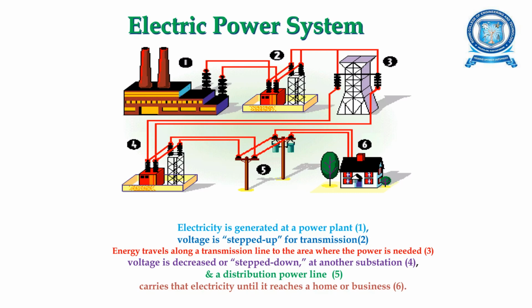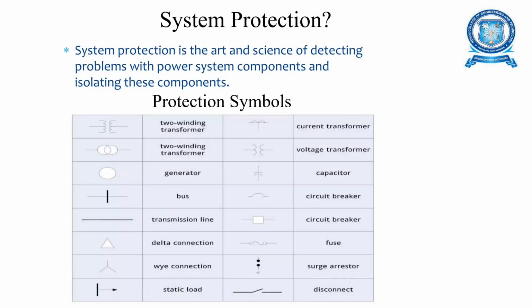So this is a general electric power system. In the diagram you can see 1, 2, 3, 4, 5 and 6. 1 is the electricity generated at the power plant, and 2 is the voltage stepped up for transmission. 3 is energy traveling along the transmission line to the area where the power is needed, and 4 is the voltage decreased or stepped down at another substation. 5 is the distribution power line, and 6 is the home or business, which carries that electricity until it reaches the home or business. So this is the basic electric power system diagram.